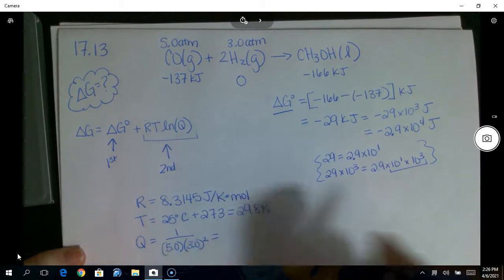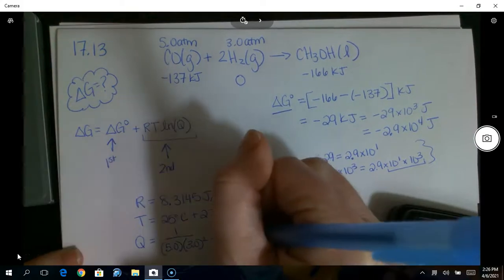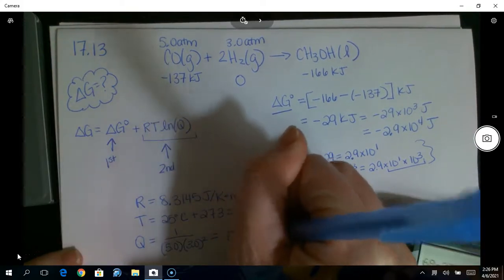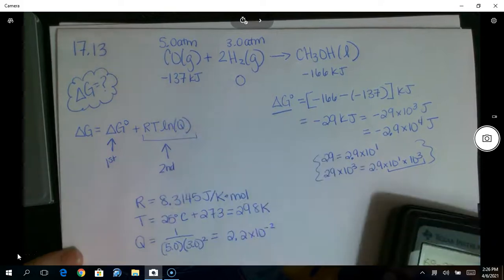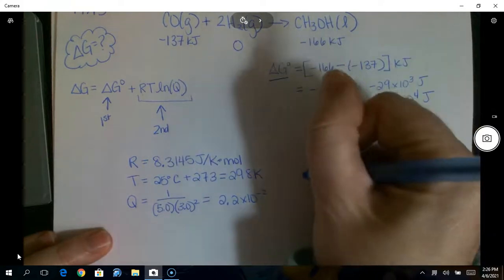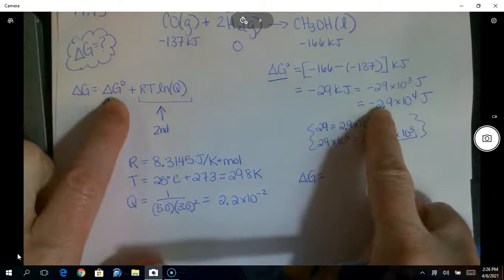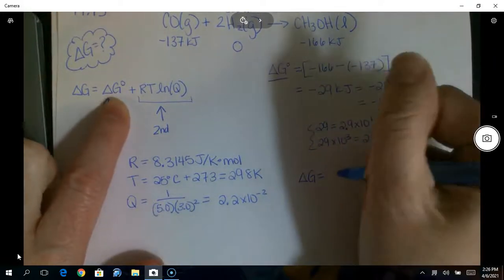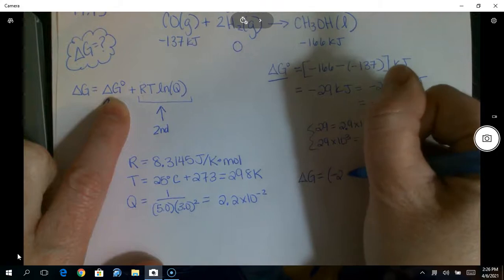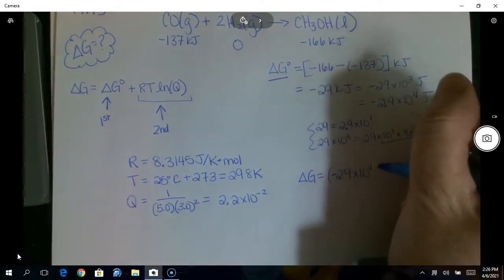When you do this, you're going to do 1 divided by parentheses 5 times 3 squared, or 9 if you want to do it all at once. And this is going to get you 2.2 times 10 to the negative second. So we're going to plug all this stuff in together. So delta G equals my standard Gibbs free energy change, negative 2.9 times 10 to the 4th joules.